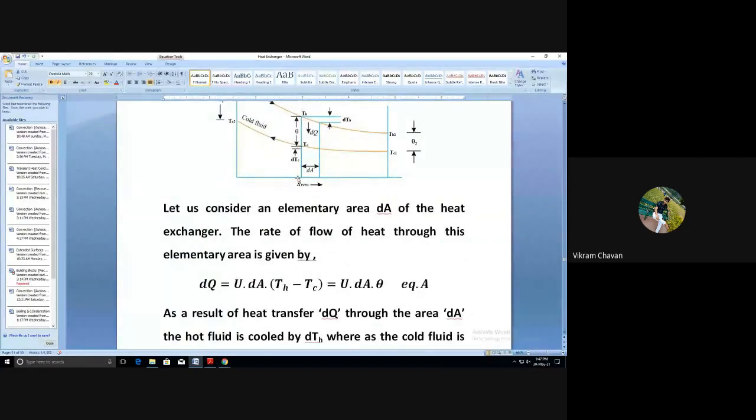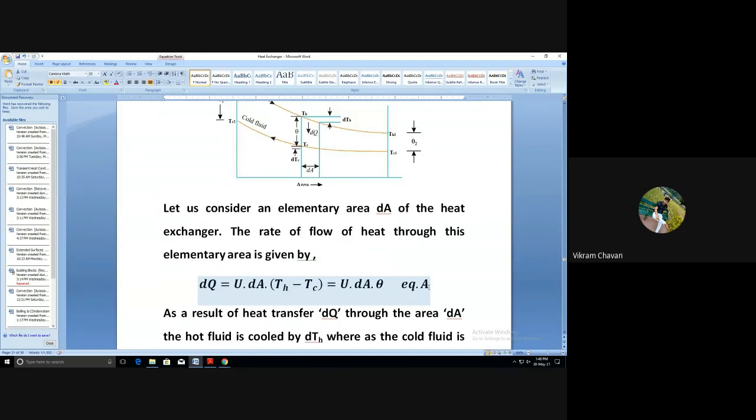Now overall, the total heat transfer in this elemental area dA can be given as dq equal to U multiplied by dA multiplied by (Th minus Tc). Th minus Tc is nothing but the temperature difference. U is the overall heat transfer coefficient, and dA is the elemental area available for heat transfer. If we consider Th minus Tc as theta, then dq equals U multiplied by dA multiplied by theta. That will be equation number A.